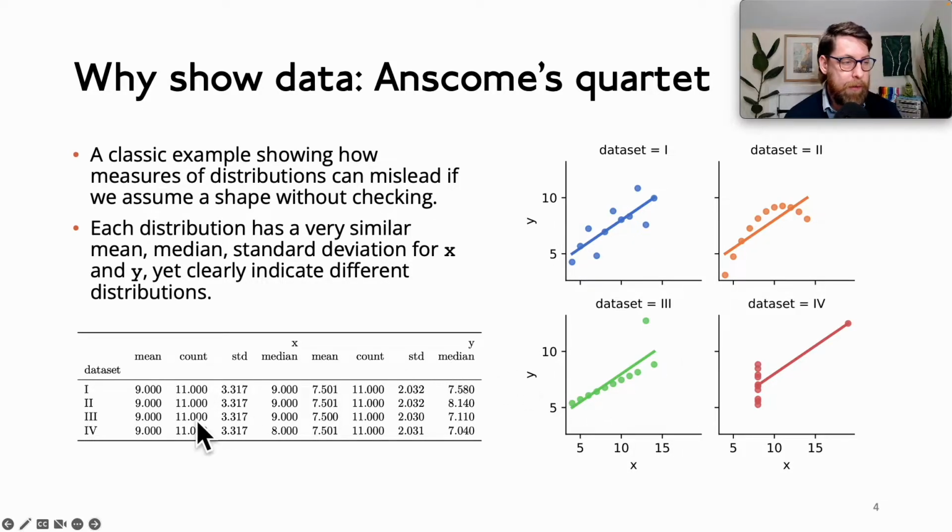So if we look down here in the table, they all have a mean of 9, in this distribution. They all have a count of 11. There's 11 dots. And a standard deviation of 3.317, and that's for x. So x is the same for all of them, except for number 4, there's a slight difference right there. Now for the y values, again, they're all pretty much exactly the same on the mean. Same count, very, very close in the standard deviation, and the median is just a little bit variable there, but as you can see, it's still very, very similar.